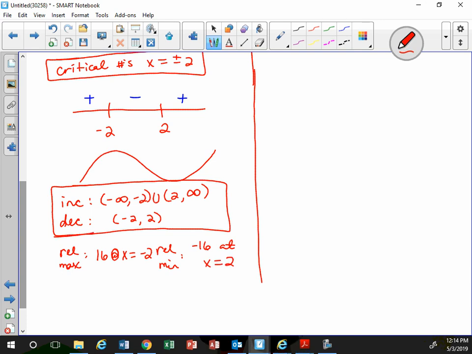You just have to remember to think about what you're actually finding. You're not finding the max and min of the derivative. You're finding the max and min of the original, so plug them into that, okay? All right, you guys try the second one.